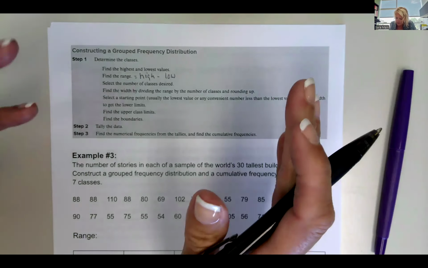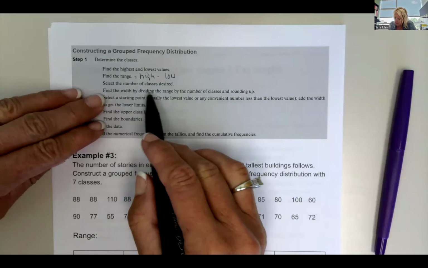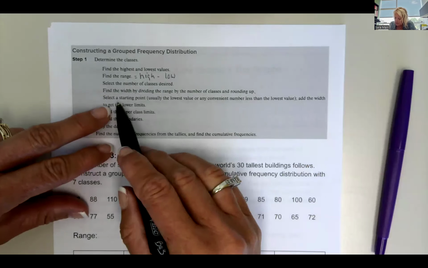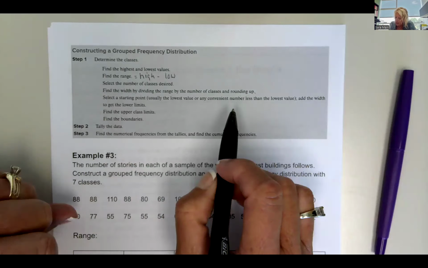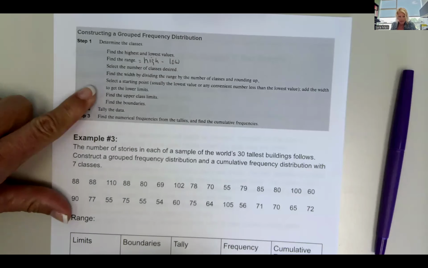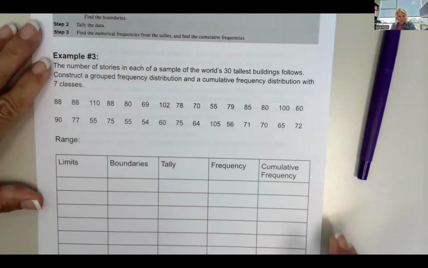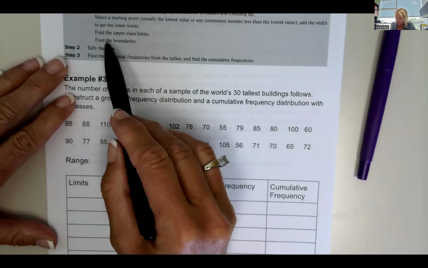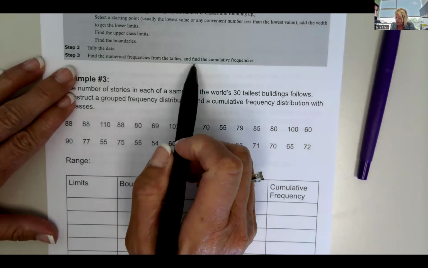usually somewhere between 4 to 6, 4 to 7 is good. Find the width by dividing the range by the number of classes and rounding up to a whole number. Select a starting point, usually the lowest value or any convenient number less than the lowest value. Add the width to get the lower limits. Find the upper class limit by going one below, and then find the boundaries. So tally the data, find the numerical frequencies from the tallies, and find the cumulative frequencies.